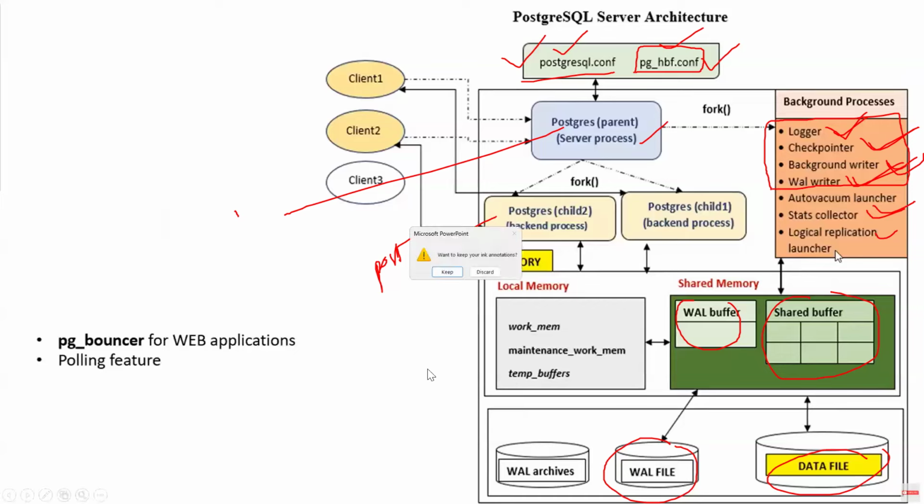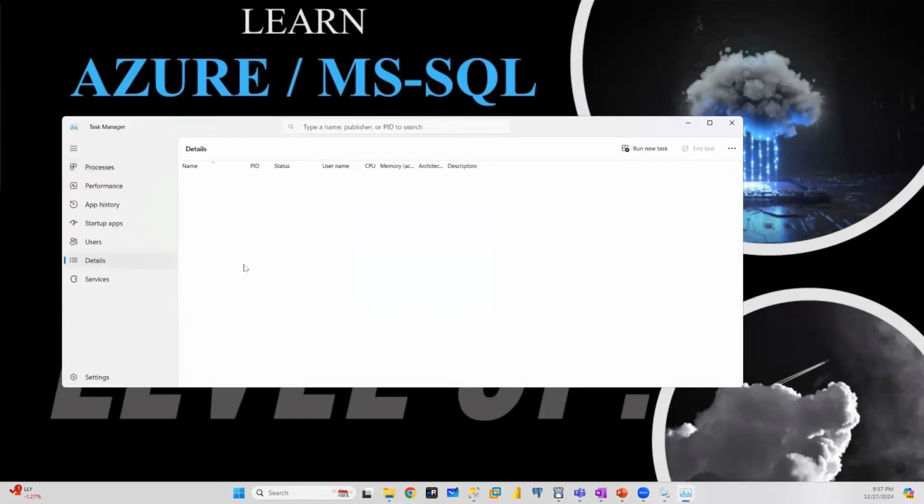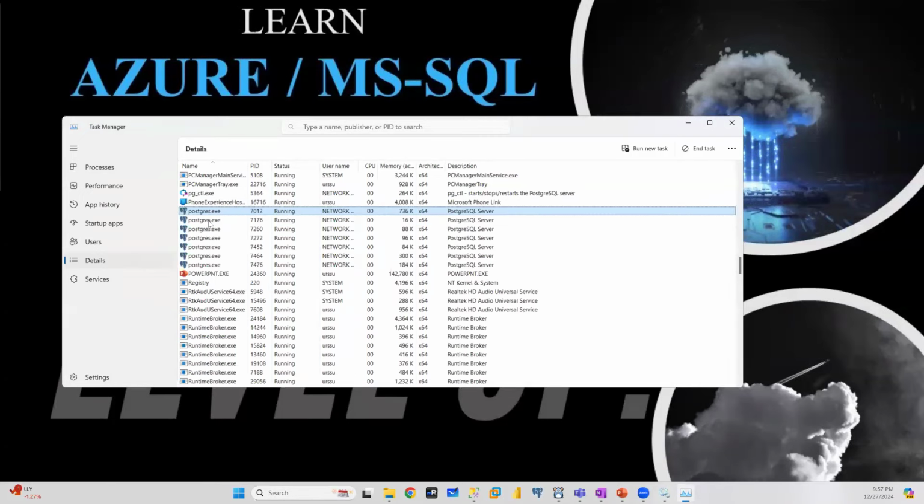Like same, if you go to the task manager, very simple. If you go to the details, here you will see the processes. These are all the PIDs, process IDs, Postgres IDs. It will generate. Depending upon the connection, that many IDs will be there. Not 100 files. 100 connections are established, and for each connection it will generate one PID for reference. A separate ID will be there.